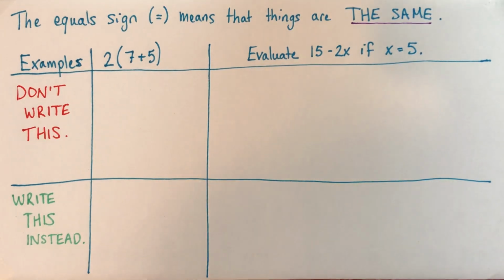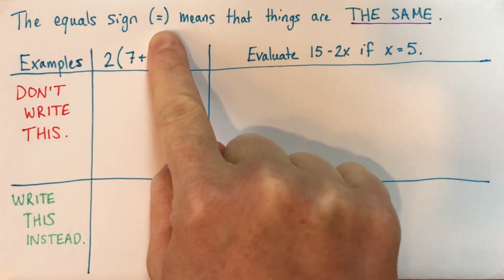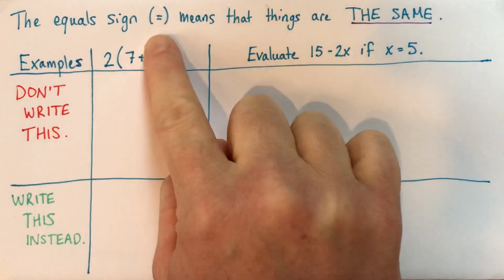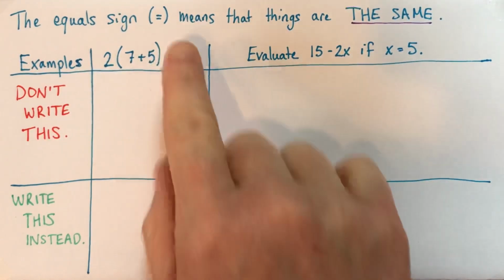Hi. In this video, I'm going to talk about the equal sign, and specifically I'm going to talk about two common errors that well-intended students can make with the equal sign. So the first thing we need to talk about is just to quickly review what the equal sign means. And this is really important. If you don't know this, you won't be able to understand why the following things are errors.